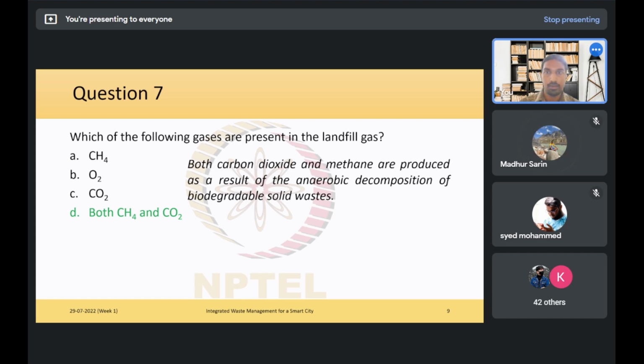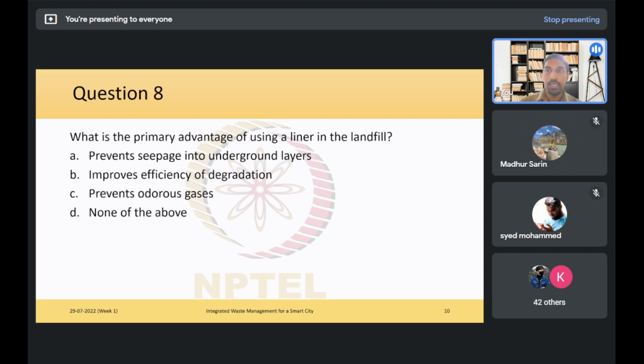No, sir. All right. So question 8, what is the primary advantage of using a liner in the landfill? Option A is it prevents seepage into the underground layers. Option B improves the efficiency of the degradation process. Option C, it prevents the odorous gases. Option D is none of the above. Yeah, we have answers in the chat as well.